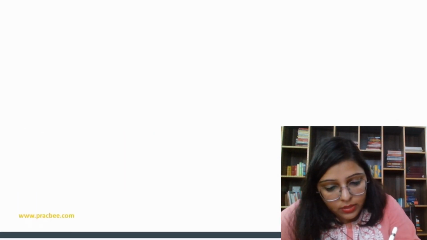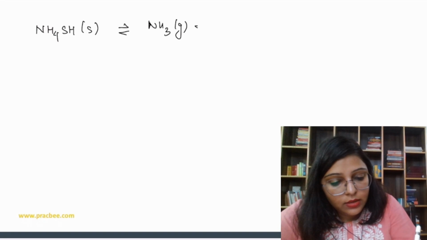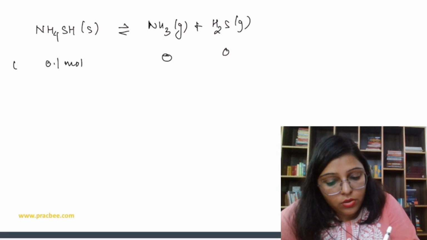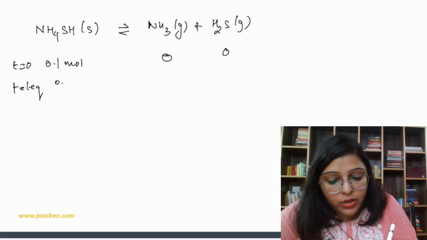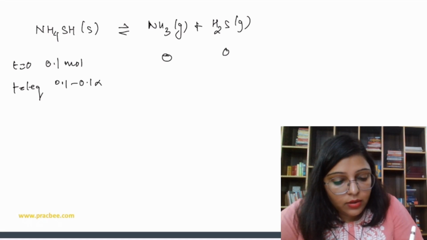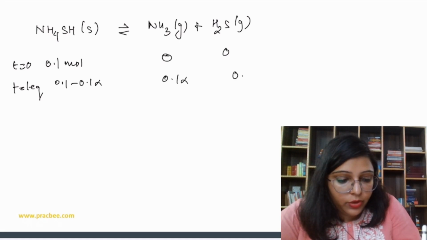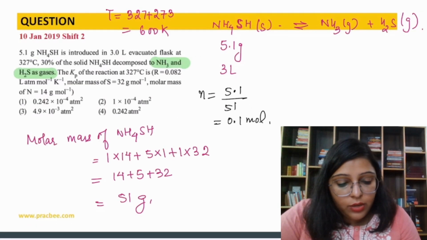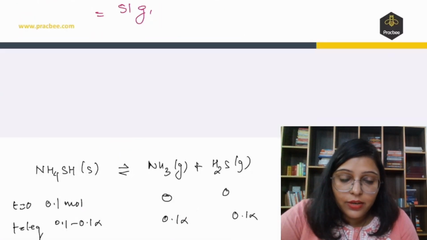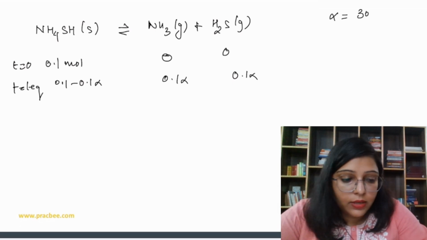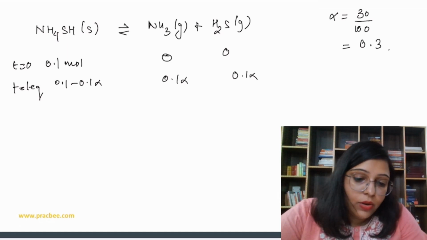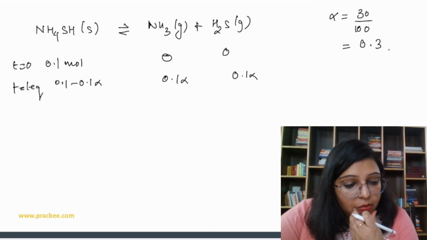Okay, so now let's solve. NH4SH solid gives NH3 gas plus H2S gas. So we have 0.1 mole, 0, 0. Then at equilibrium, we can write 0.1 minus 0.1 alpha, then 0.1 alpha and then 0.1 alpha. The alpha value is given, that is 30%. So alpha is 30 by 100, which is 0.3. Clear? Now what to do?